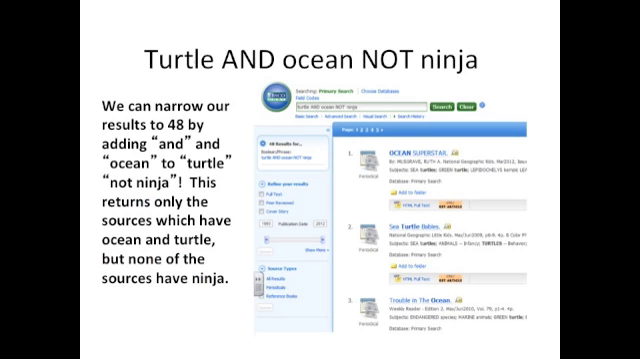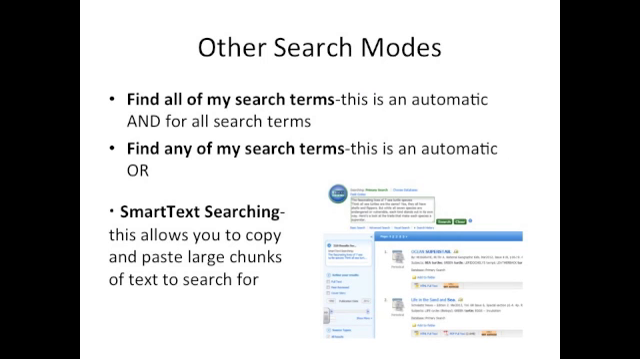We can narrow our results to just 48 by adding ocean to turtle and not ninja. This will give us only the sources that have ocean and turtle, but none of them that have ninja. There are a few other search modes that we'd like to mention. Find all of my search terms is basically an automatic AND for your search. Find any of my search terms is an automatic OR.